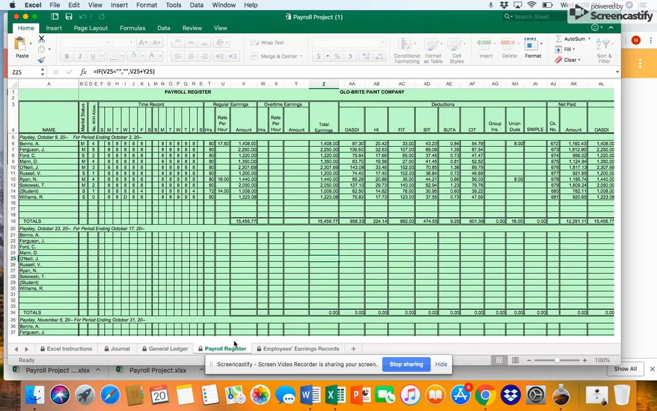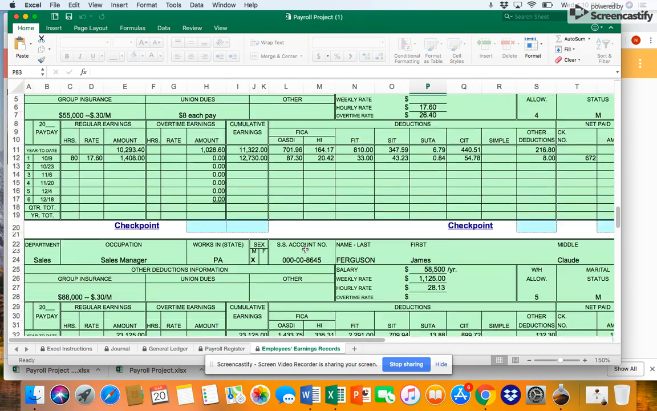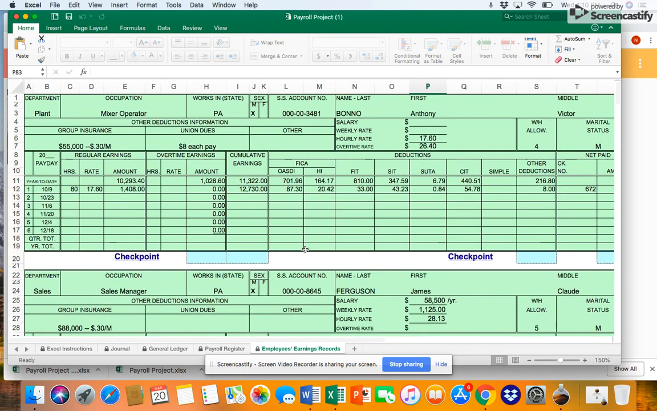The first deduction is OASDI. Figure 7.3 gives us the OASDI rate for the employee portion of 0.062 on the first $128,400. In this spreadsheet, click on the Employees Earning Records tab. There's a record for each employee. Bono is listed first. In the cumulative earnings column, the year-to-date amount prior to this pay period is $11,322. During this pay period, Bono earned $1,408.